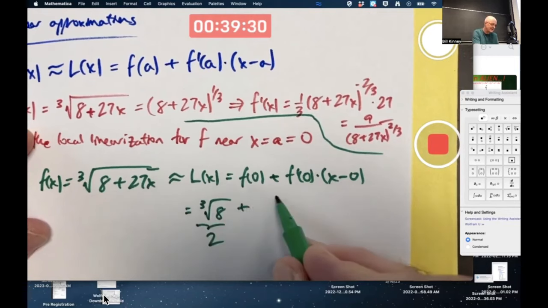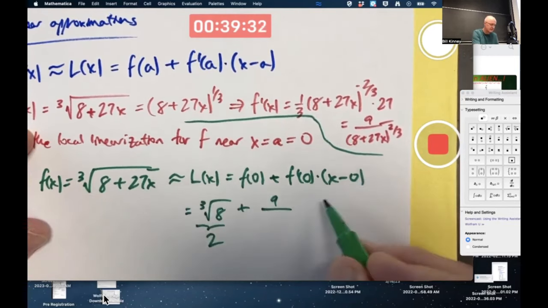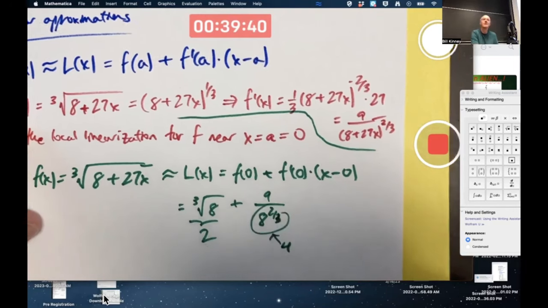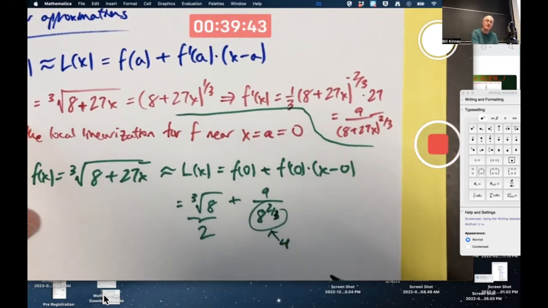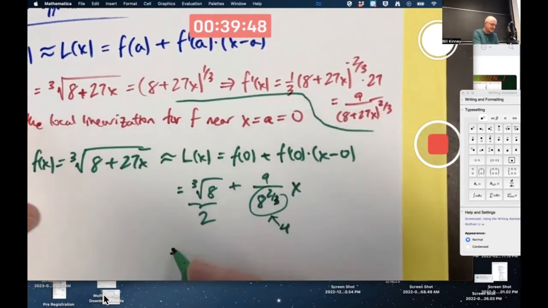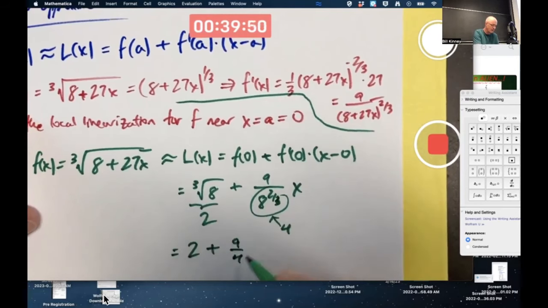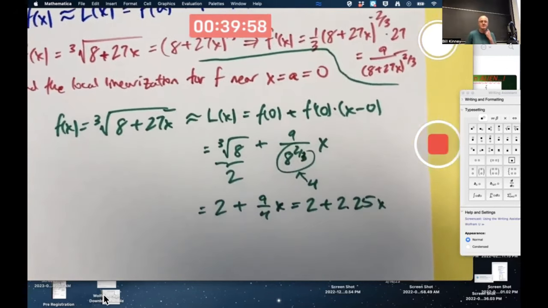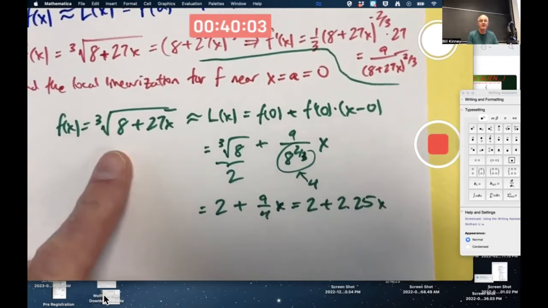f prime of 0 is 9 over, plug in x equals 0. There you get 8 to the 2/3. That's a nice number as well. 8 to the 2/3 is 4. It's the cube root of 8 squared. 2 squared, 4. Times x. So this simplifies to 2 plus 9/4 x, or if you prefer decimals, that's 2 plus 2.25x. That's a function whose graph is the tangent line to the graph of this one at x equals 0.